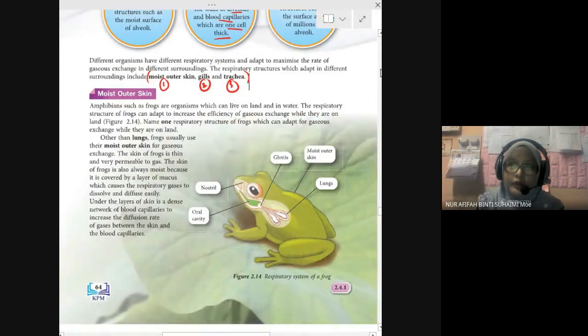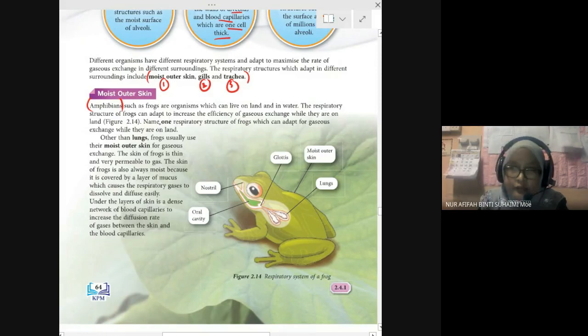Look at the first one, moist outer skin in frog. Okay, amphibians, such as frogs. Amphibians are animals that live on land and in water. So frogs can live on land and water. The respiratory structure of frogs can adapt to increase the efficiency of gases exchange while they are on land. So when they are on land, they use lung.